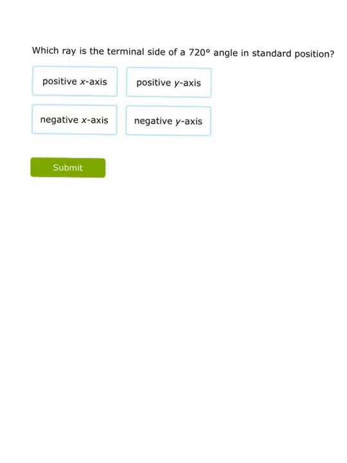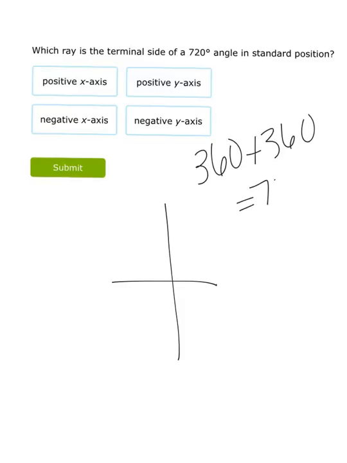Alright, so looking at your answers, you can tell you are going to select either the x or y axis. If I have a 720-degree angle, that's obviously over 360 degrees. So I know 360 plus 360 would give me 720 degrees. So I would start at 0 degrees and make one complete turn, which would get me back to 360. And then I would make another complete turn, so I would end up on the positive x-axis.